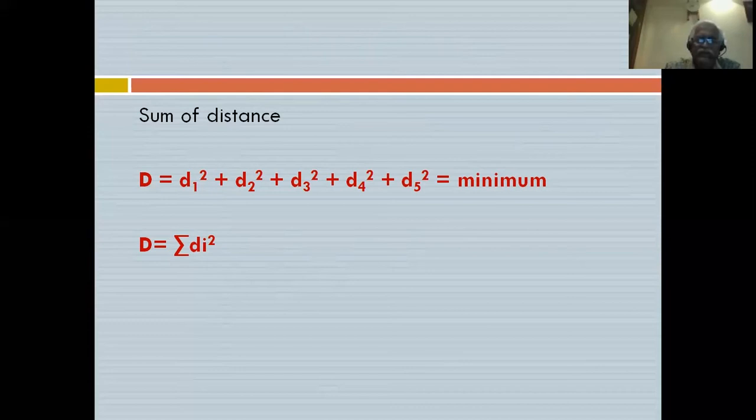So D equals D1 square plus D2 square plus D3 square plus D4 square plus D5 square, which equals the minimum. So D is equal to sigma Di square, with i equal to 1, 2, 3, 4, 5, 6. This has to be the minimum. How will we do it? Let us go with an example. Next.